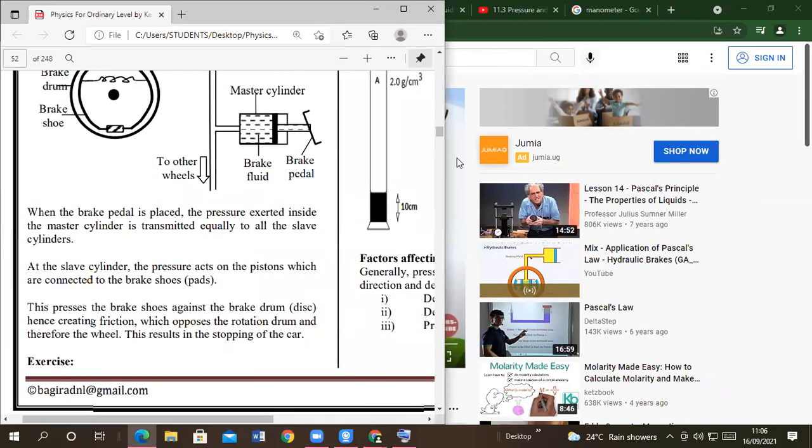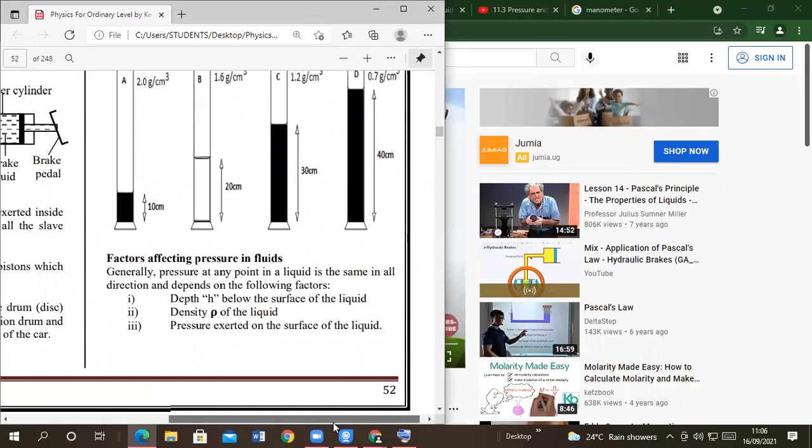Yes. Okay. So what we are going to do is that when we come back, we shall be writing a few notes about this brake system, and also we shall go through the calculations which are here.